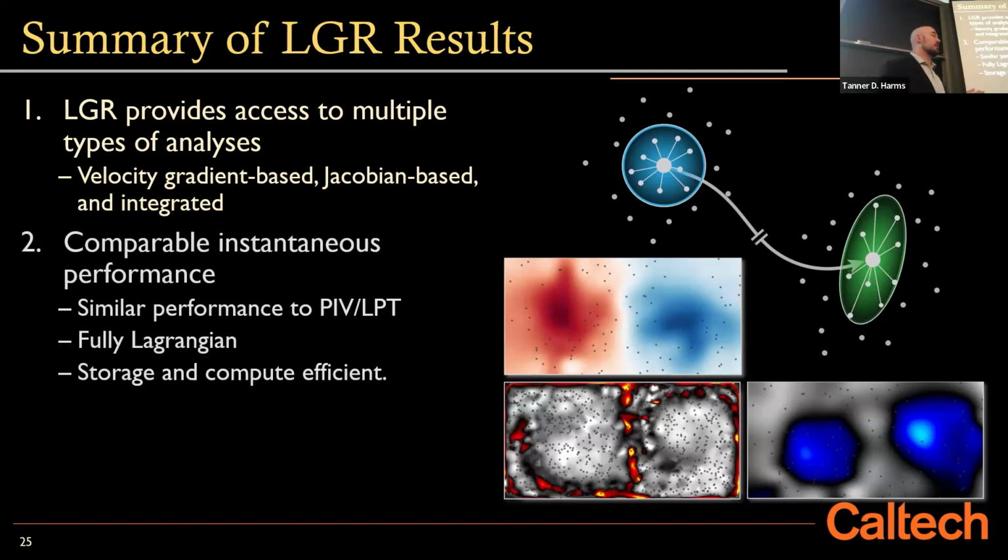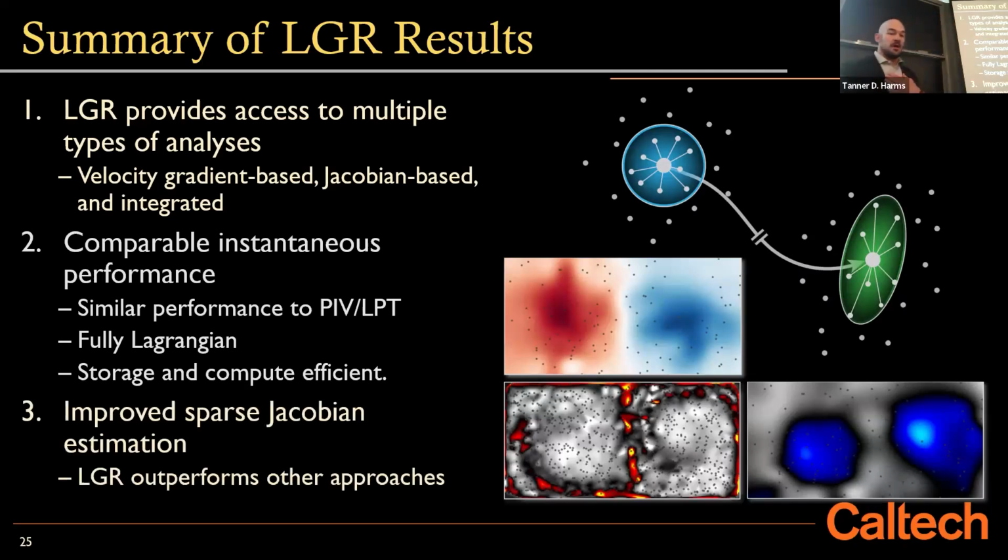We've also seen that we can compute comparable gradients to the standard pipelines. I didn't, in my analysis of PIV and LPT, want to make any claims that LGR performs better than those. I just really want to emphasize that they perform comparably. And so LGR, a very different paradigm for measuring gradients, performs comparably well to the traditional approaches.